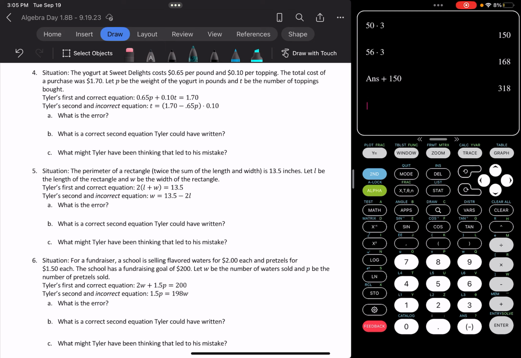We have a situation. The yogurt at Sweet Delights cost 65 cents per pound and 10 cents per topping. The total cost of the purchase was $1.70. All right, so then we have this equation, and this is correct, right? It's 0.65 per pound, P for the pounds, and 0.10 per topping for T, and that total is going to be $1.70. Then he makes another equation, and he says that this T equals this.